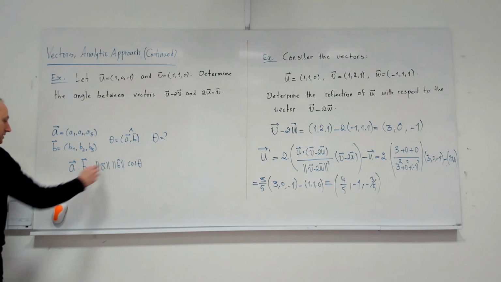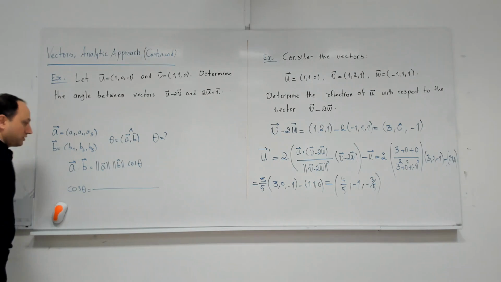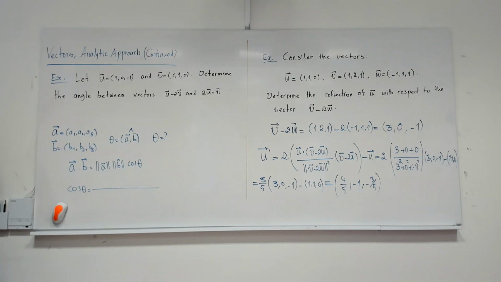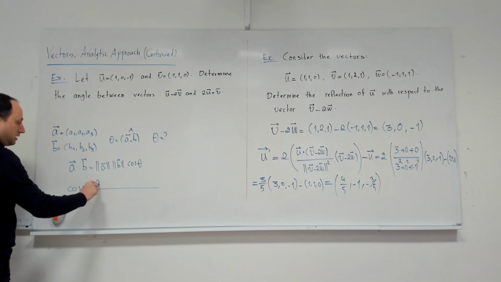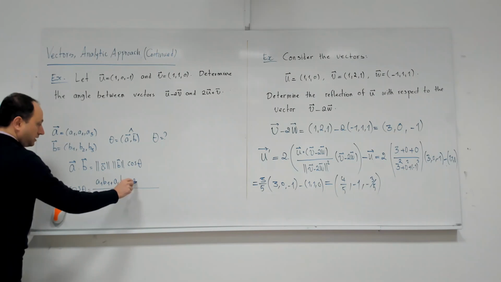So if I ask you what is cosine theta, you would say cosine theta is equal to... If you want, you can write a formula for that. You really don't need to memorize that. What is A dot B in general? It's A1 B1 plus A2 B2 plus A3 B3. Yes?